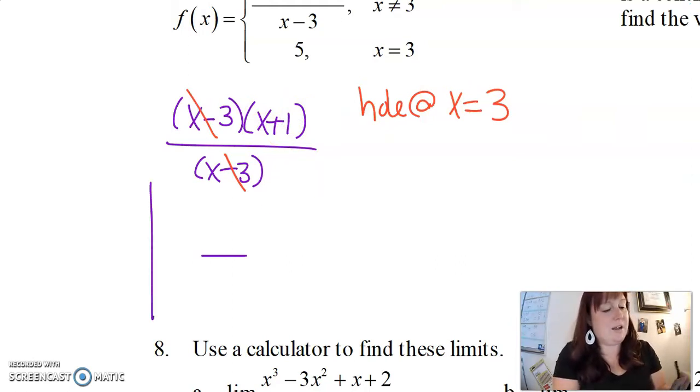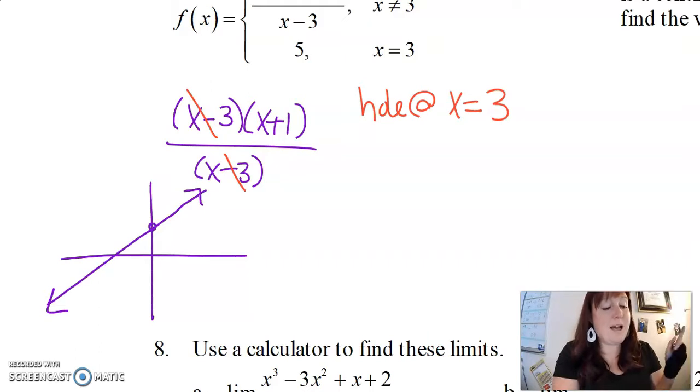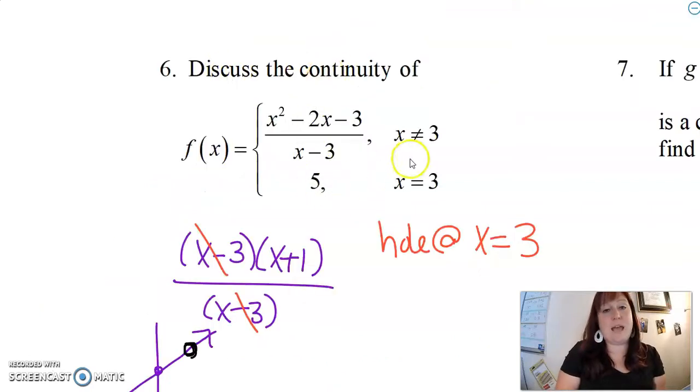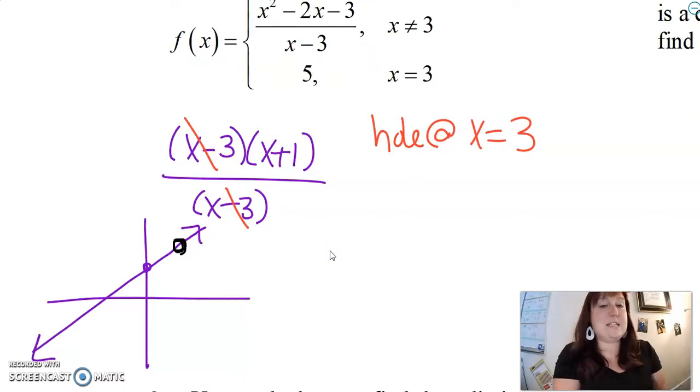It's actually a line. X plus 1 is a line with a slope of 1 that goes through the point 0, 1. But at x equals 3, there is a hole. And then what is happening at x equals 3? Well, this piecewise tells us that when x equals 3, y equals 5. Okay? So what I have to decide is, is that hole, or is this 5 right here, or is it up here? Let's find out what's going on.